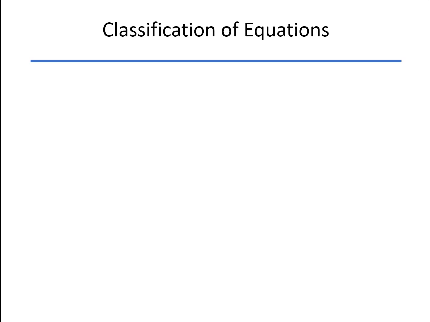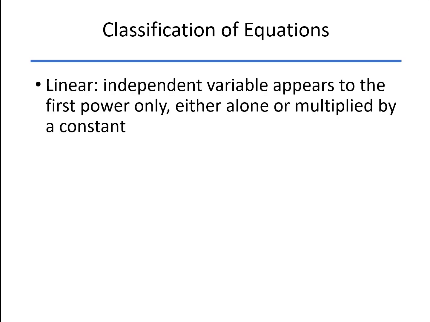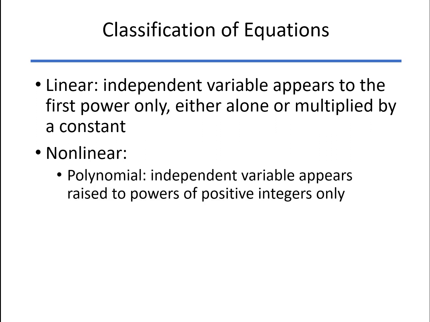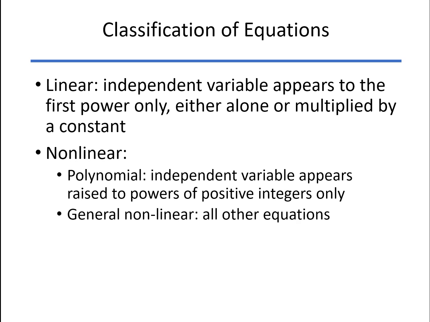So we're talking here about a single equation, a single independent variable. We'll call it x. And of course, if x only appears linearly, that is to the first power, that's a linear equation. If it appears in powers of positive integers, for example, we have x squared, x cubed, etc., then it's a polynomial. But anything else becomes a general nonlinear equation.